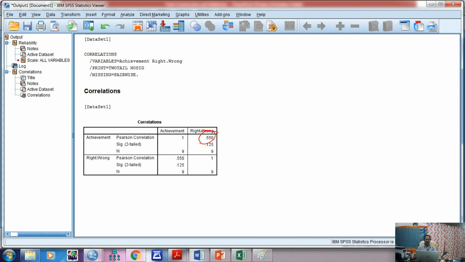The correlation is 0.550, with significance of 0.05. Therefore, it is greater than 0.05, and so this is not significant at all.